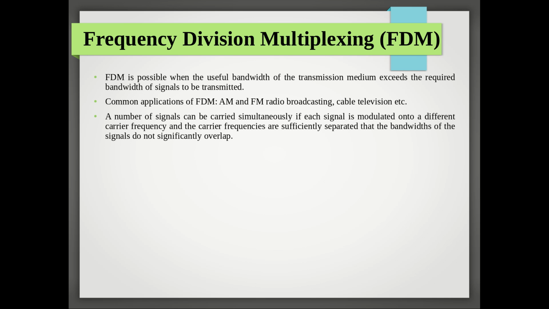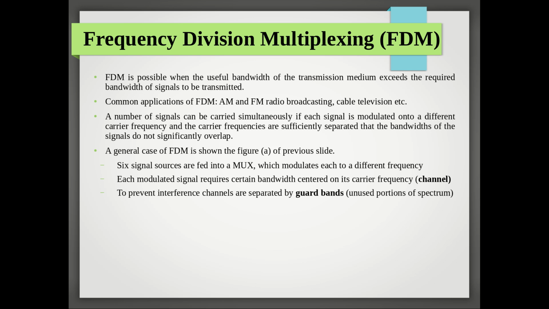A number of signals can be carried simultaneously if each signal is modulated onto a different carrier frequency, so individual signals are to be modulated to different carrier frequencies, like what is shown, like F1, F2. And the carrier frequencies are sufficiently separated so that the bandwidths of the signals do not significantly overlap. To ensure this, we are using that guard band. So this word, guard bands.